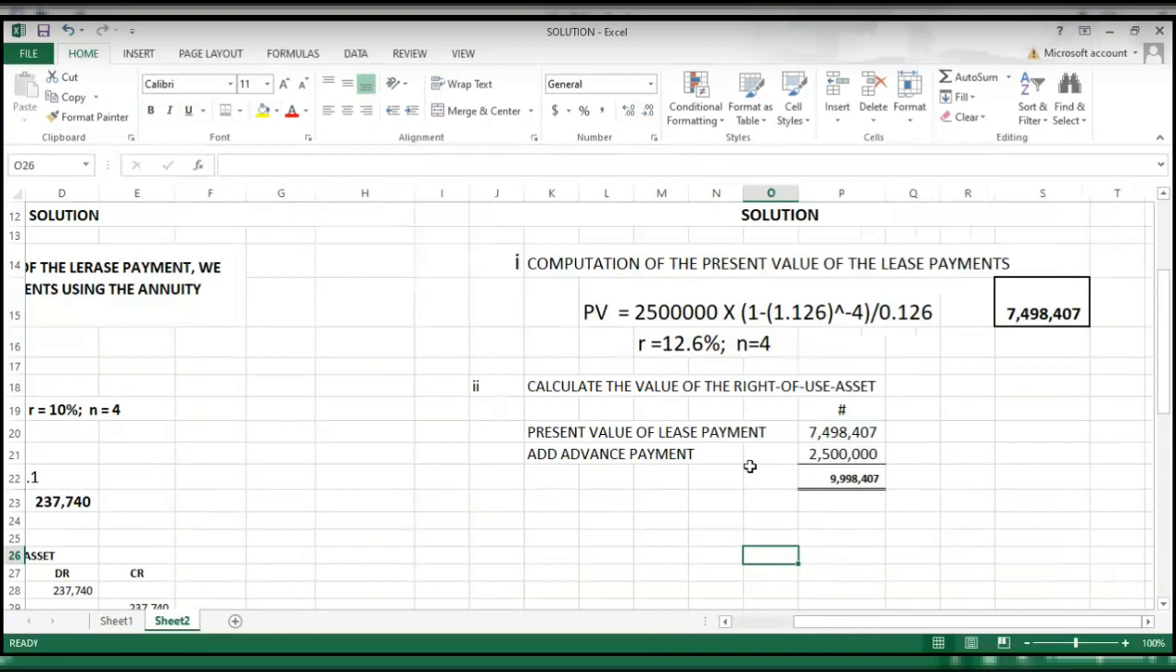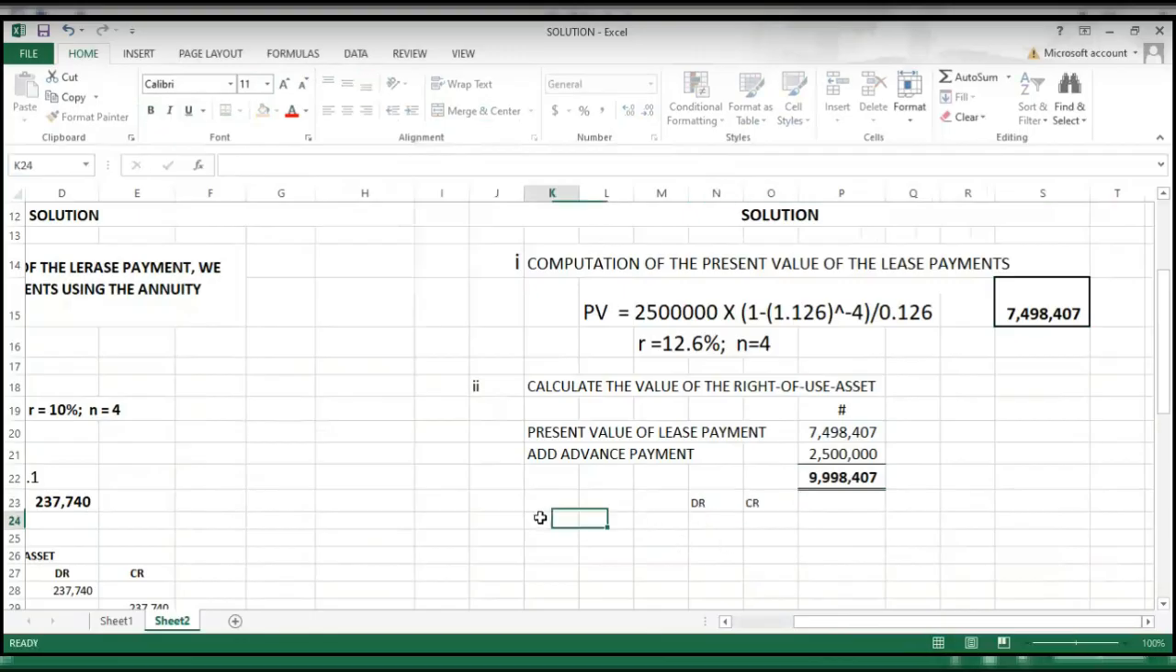The present value of the lease payment, that is the outstanding payment as at that date, which is 4 installments remaining, is this, plus the advance payment we have made already on the lease, which is what we have here. So this becomes the value of the right of use asset, and the double entry is debit, credit.